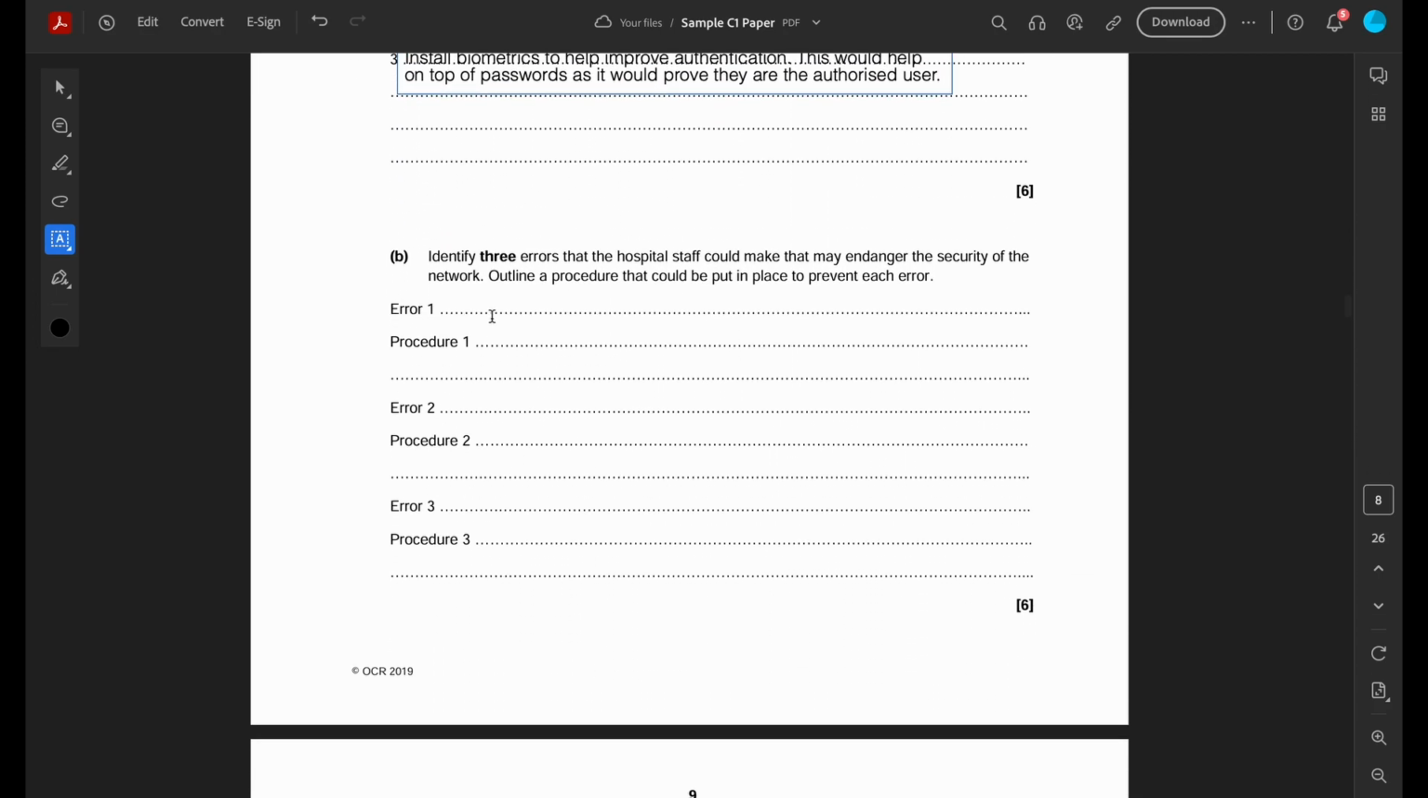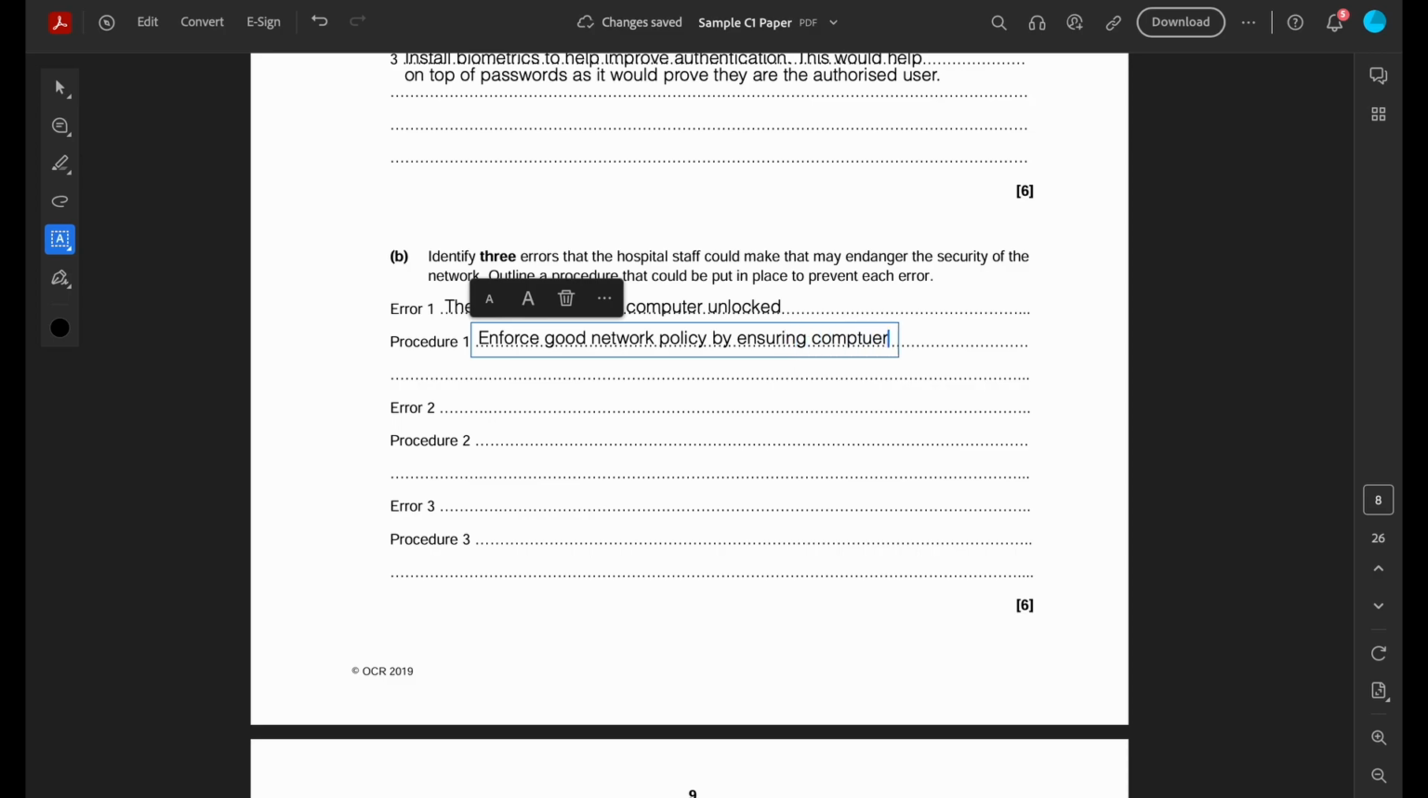Next, 3 errors that staff could make that might endanger network security. Now, I need to be careful, because my students often will repeat the same thing. What could they do? They could leave their computer unlocked. What could they do to prevent this? They'll always talk about staff training, so let's not talk about staff training. Enforce a good network policy by ensuring computers are automatically locked after a period of time.